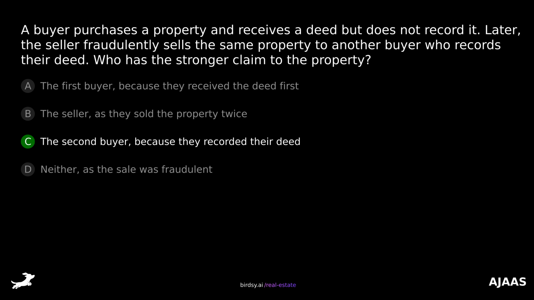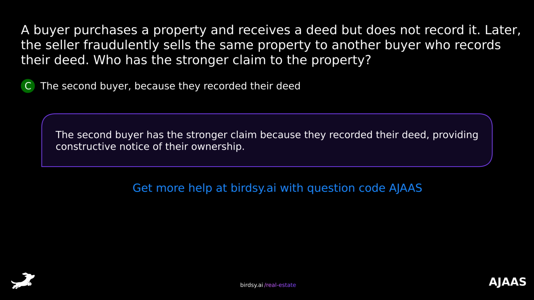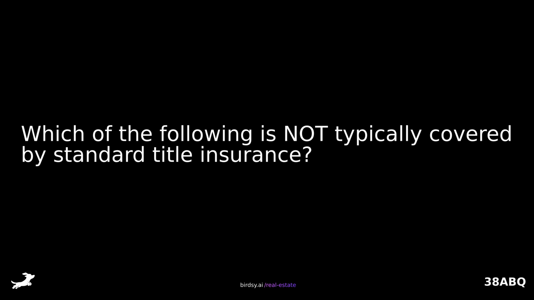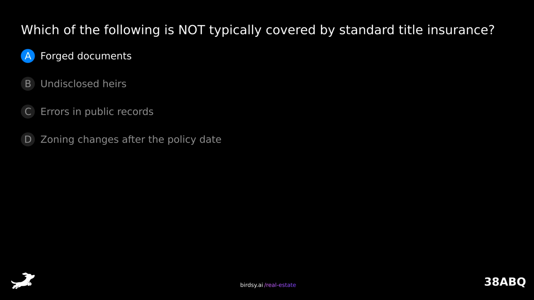The answer is C, the second buyer, because they recorded their deed. The second buyer has the stronger claim because they recorded their deed, providing constructive notice of their ownership. Which of the following is not typically covered by standard title insurance? Is it A, forged documents? B, undisclosed errors? C, errors in public records?